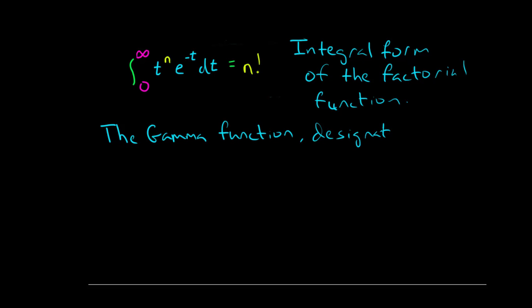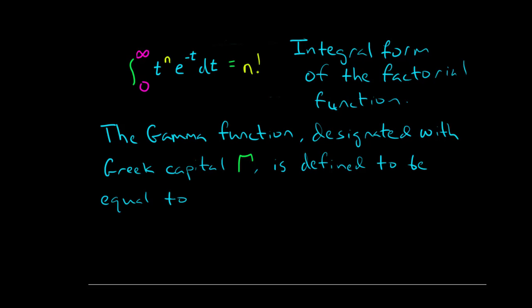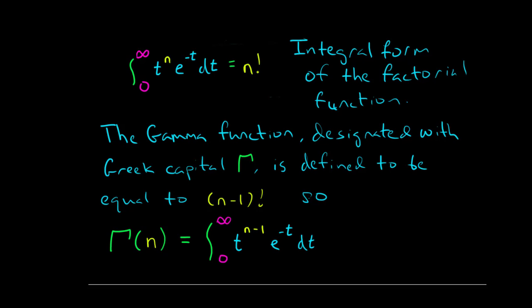And now we can finally introduce the gamma function, which is designated with the Greek capital letter gamma. And I believe this convention was also introduced by Legendre. And Legendre found that it was often more convenient to work with n-1 factorial in certain mathematical equations. And so it's very easy to define that. We substitute n-1 into the integral, and we get gamma of n equals the integral from infinity to 0 of t to the n-1 times e to the negative t dt. And that just equals n-1 factorial.